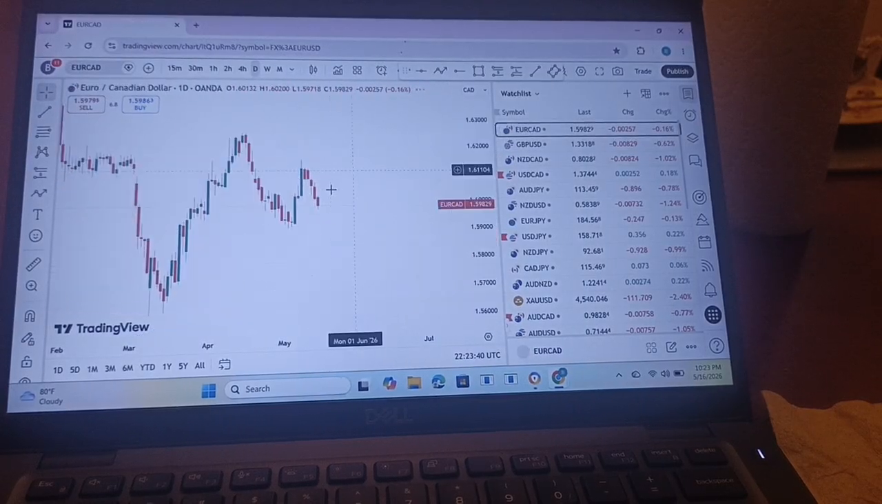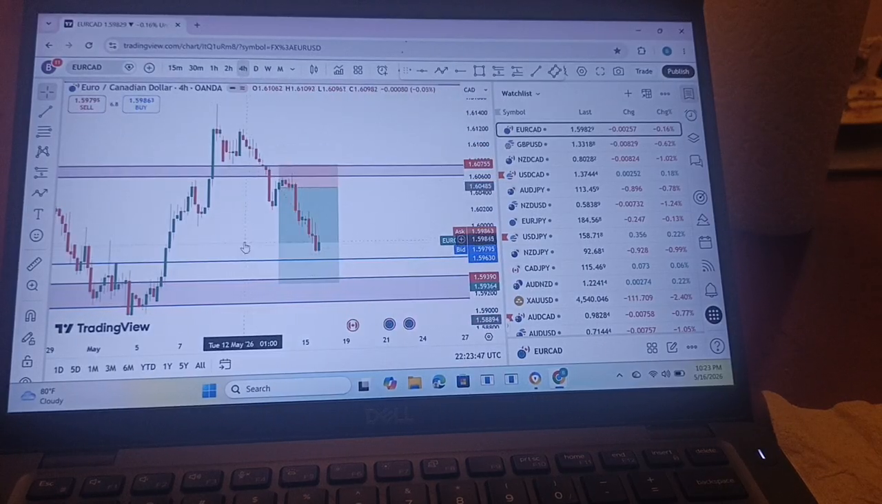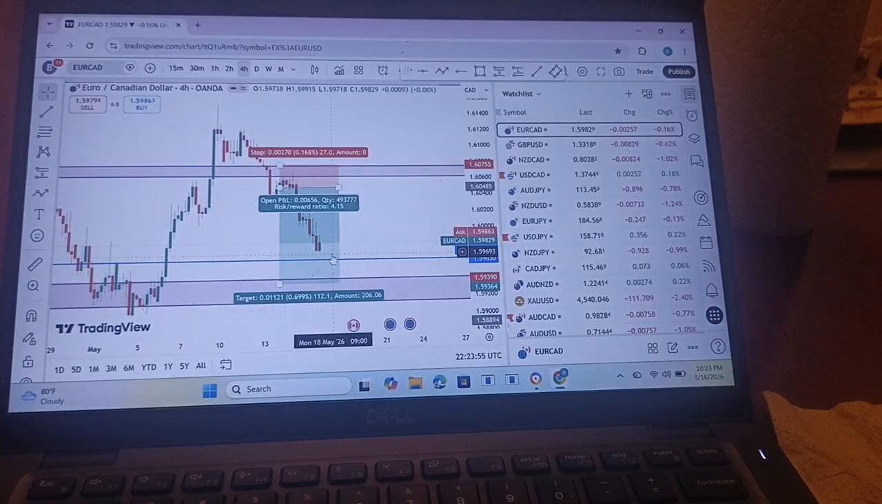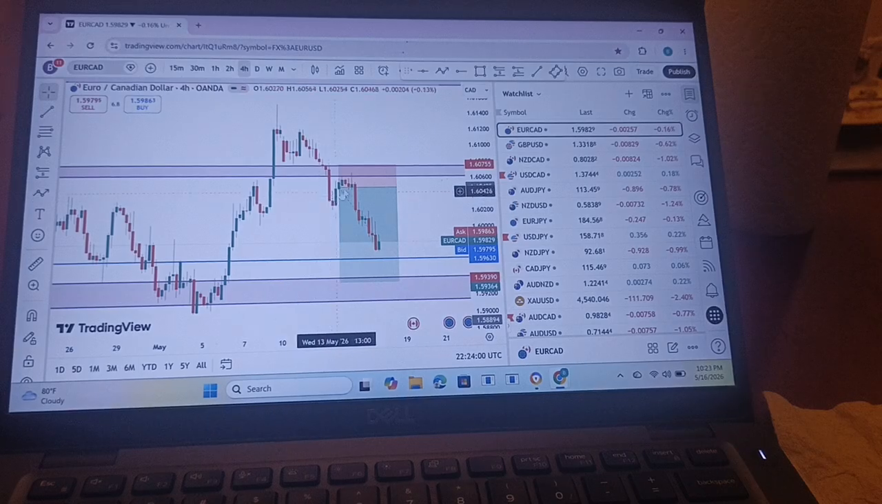We'll go for Euro CAD. Euro CAD, as you see, when you look at the 4 hours time frame, you see so we don't break any retest. As you see, I don't hold position there last week. I still hold the position. Maybe when market open on Monday, we will continue. So wait make I take this trade.